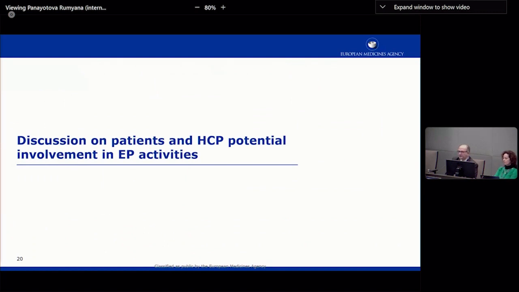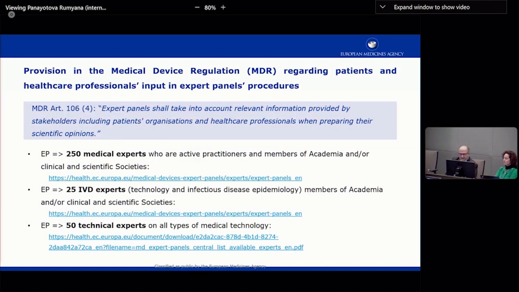So, it brings us to this specific topic, which is the patient involvement and healthcare professional involvement in the expert panels' activities. In this particular case, we have a specific article in the medical device regulation where this input is foreseen. So it's Article 106.4, where it's mentioned that the expert panel should take into account relevant information provided by stakeholders, including patients, organizations, and healthcare professionals, when preparing their scientific opinions.